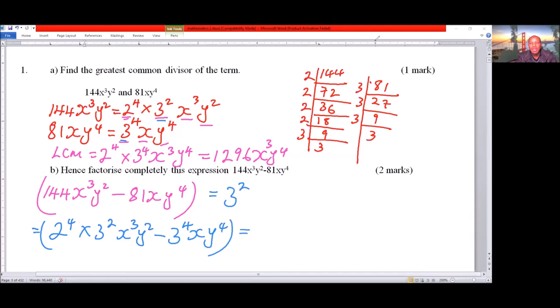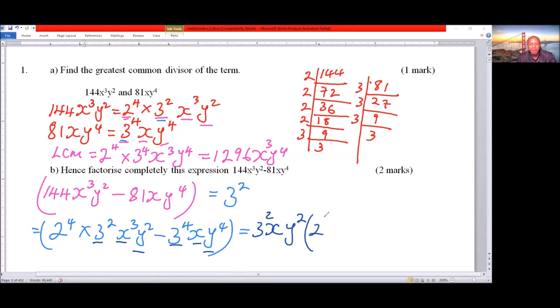So what is common here? We have said 3 squared is common. Here we have 3 to power 4 and 3 squared, so we can factor out 3 squared. Then here we have x and 3x cubed, so we can only factor out x. Then here we have y squared and y to power 4, so we can factor out y squared. Then what is left inside the bracket?